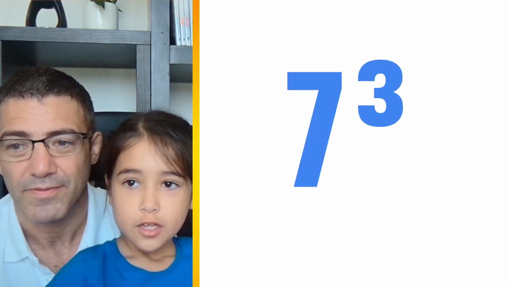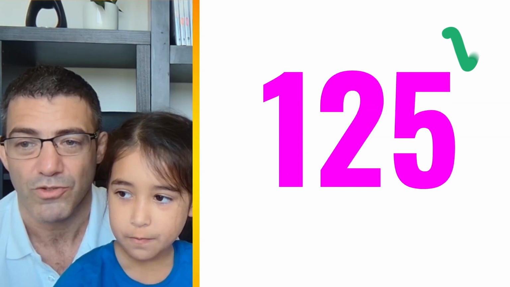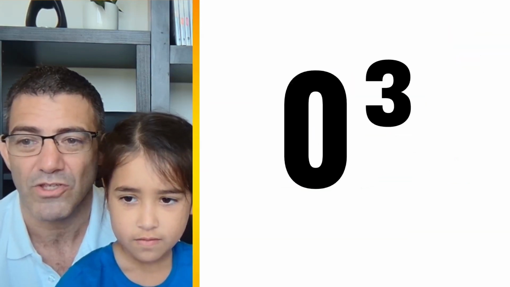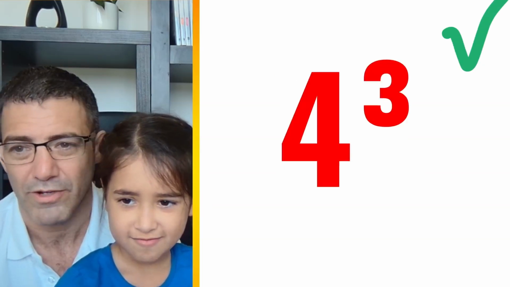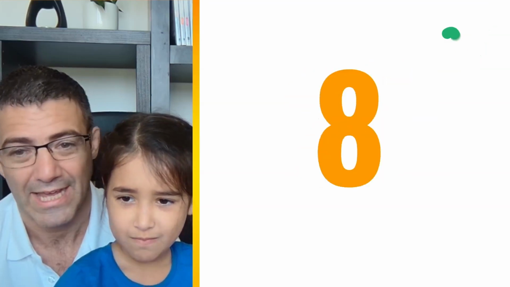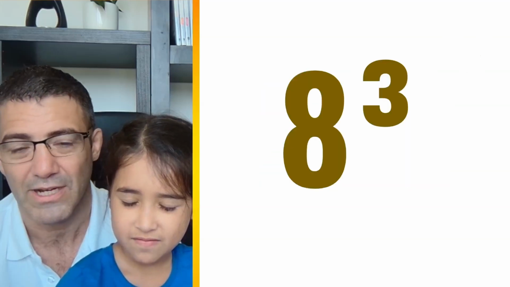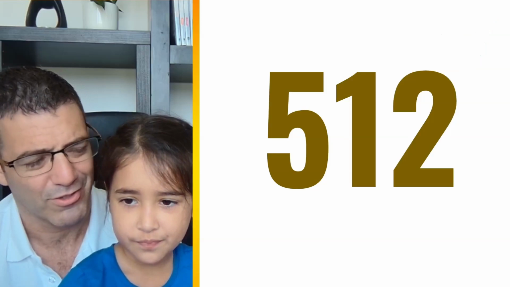What is 7 cubed? 343. 343 is the correct answer. What is 5 cubed? 125. 125 is the correct answer. Well done. 3 cubed? 27. 27 is good. 0 cubed? 0. 0 is good. 1 cubed? 1, very good. 4 cubed? 64. 64 is correct. 2 cubed? 8. 8 is correct. 6 cubed? 216. 216 is correct. 8 cubed? 512. Look at you.